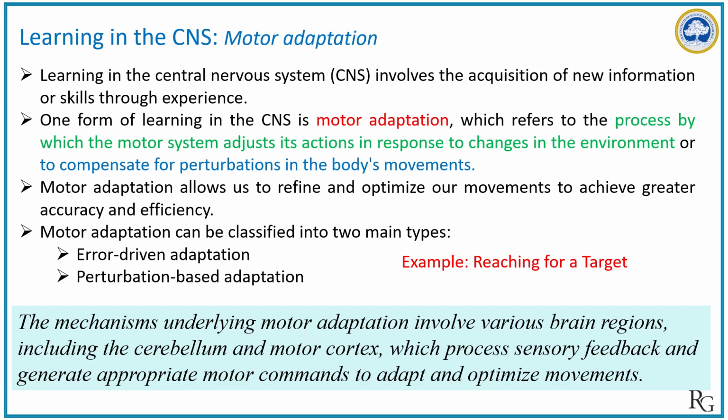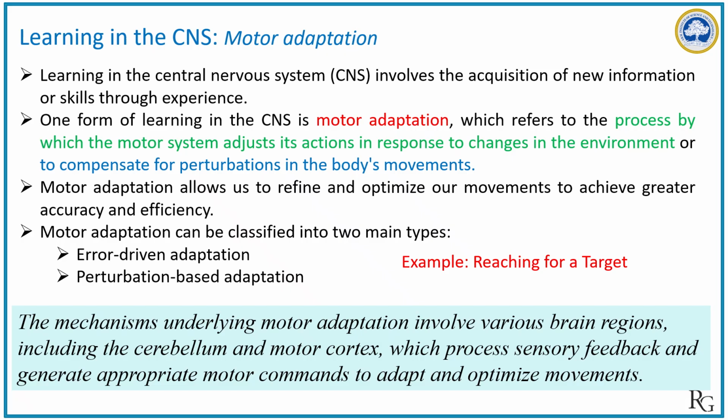In error based adaptation, this happens when there is a mismatch between what you expected to happen and what actually happened. So the CNS, the central nervous system, detects that error and corrects itself in the next trial. For example, suppose I ask you to reach for a target on a table. On your first attempt, you may overshoot the target. So the CNS will notice that error and adjust.